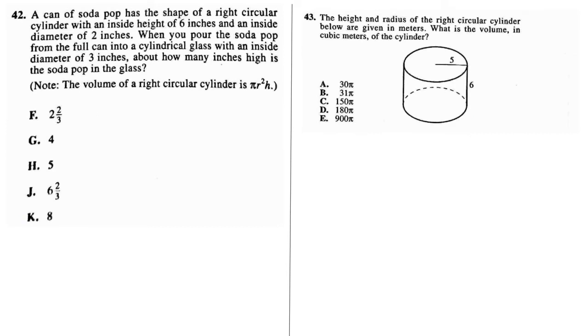Okay, a can of soda pop has the shape of a right circular cylinder. So we have a can here. Excuse my poor pitiful drawing. So this is what we have here, and it gives us the dimensions of this. We are told the inside height is going to be 6. Normally you've got a radius and then you've got this height here, and that height is 6. And the inside diameter is 2 inches, so I know then that my radius is 1.